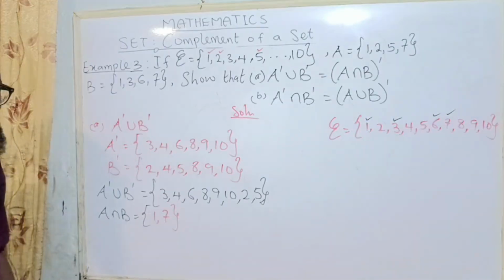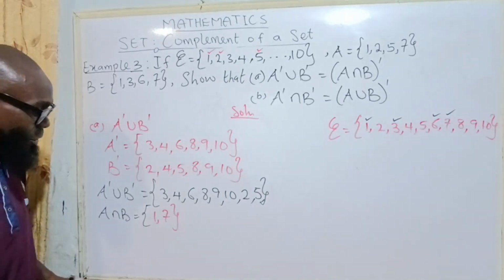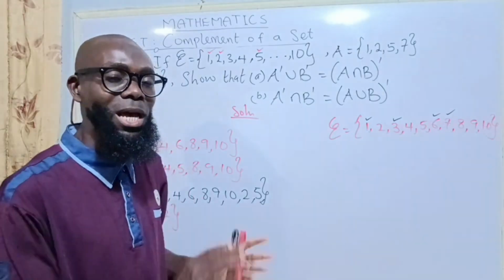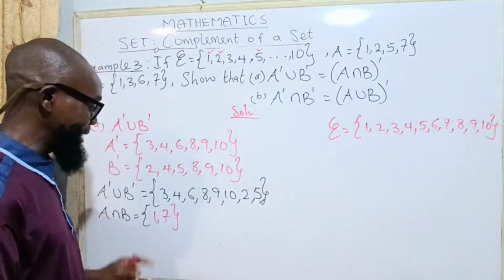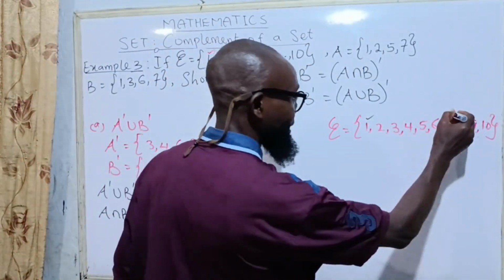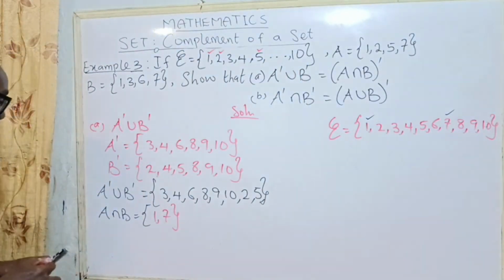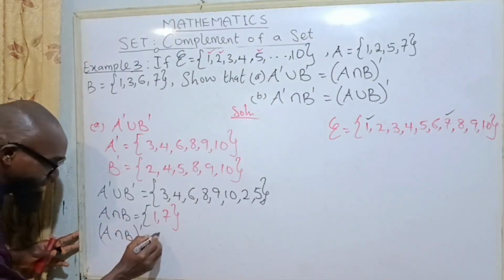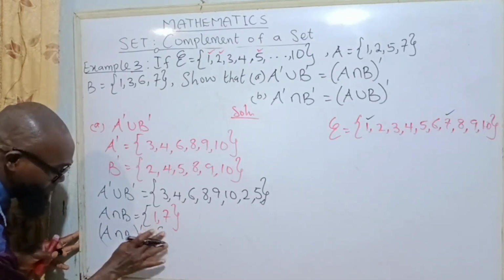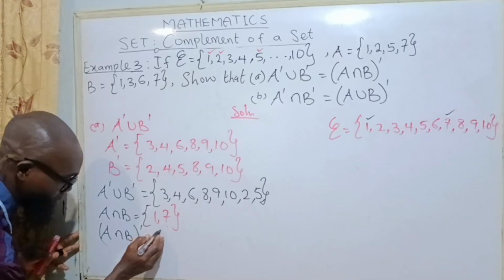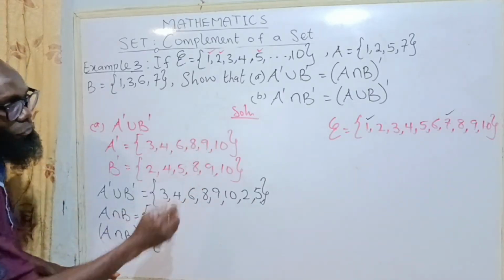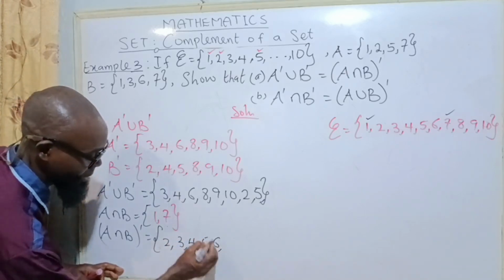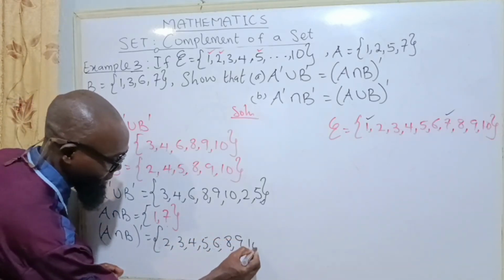Let's now look for their complement. Don't forget, complement means taking away the elements 1 and 7 from the universal set. The remaining ones are the complements. Let's remove 1 and 7. So the remaining ones are going to be our complement. So we now have A intersection B complement: 2, 3, 4, 5, 6, 8, 9, 10.